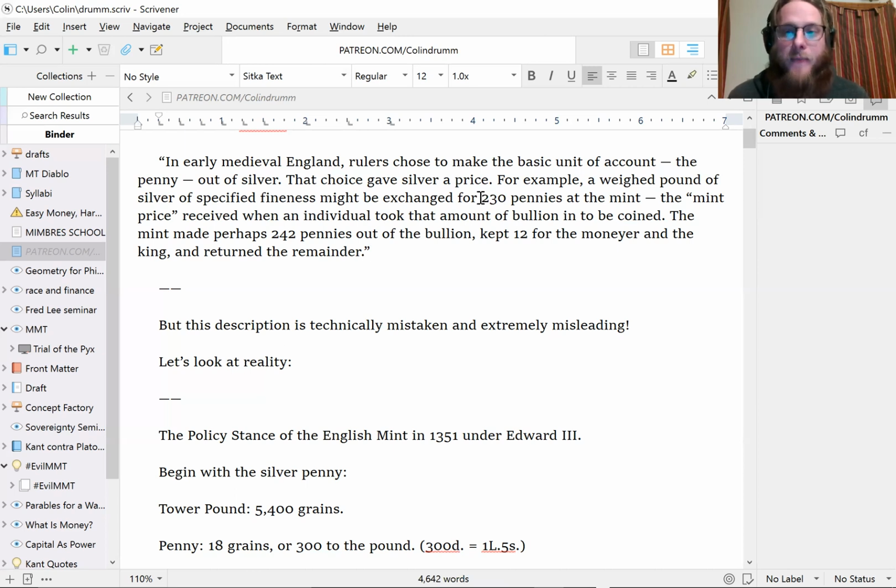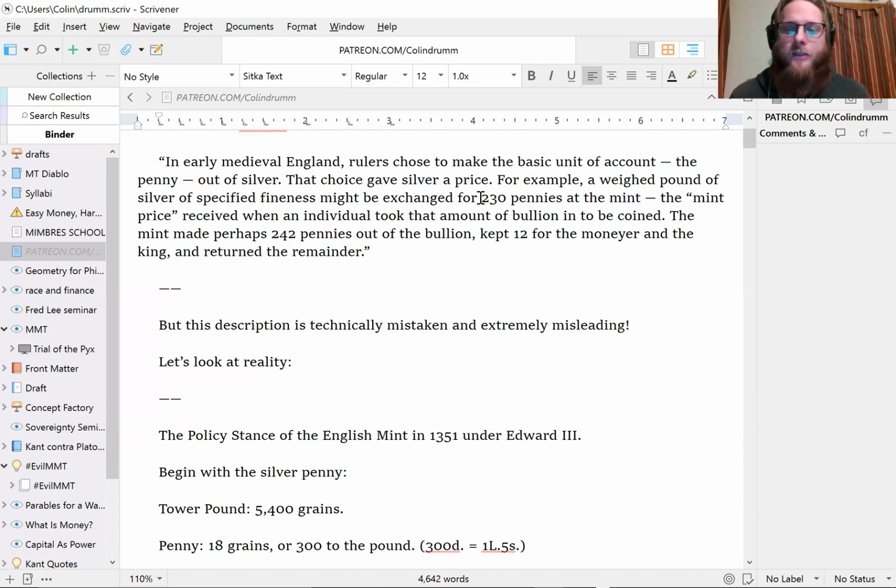And this really matters. It shows that Dasan misunderstands the institution of the medieval mint in a very fundamental way. And that's what you're going to see by the end of this lecture, which might take me a little while to get you through. So buckle up.